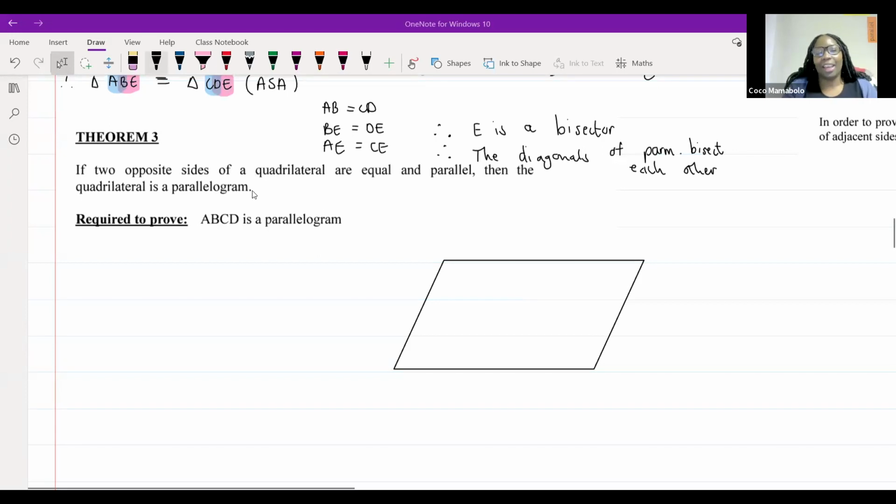Okay, let's look at theorem 3. It says, if two opposite sides of a quadrilateral are equal and parallel, then the quadrilateral is a parallelogram. So how do we prove that something is a parallelogram is what we're getting at next. That's something that we're also going to have to learn how to do. It's very important that we know how to do it.